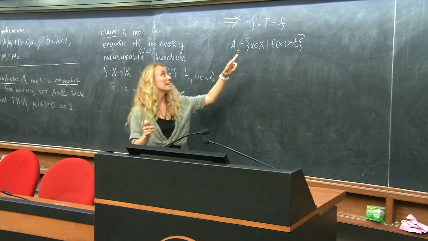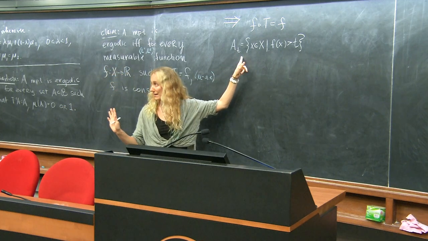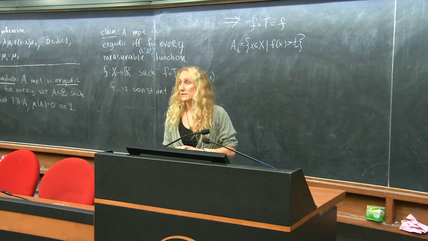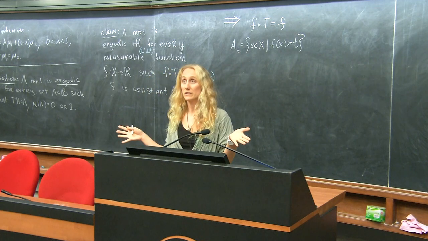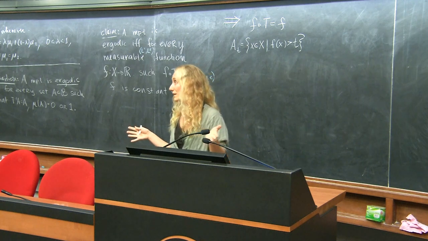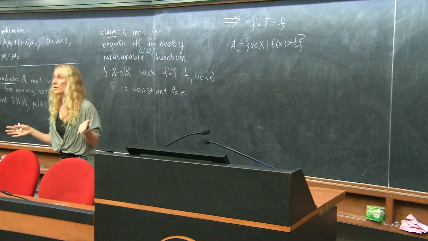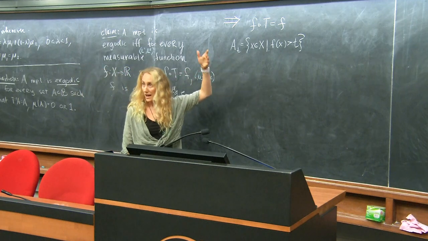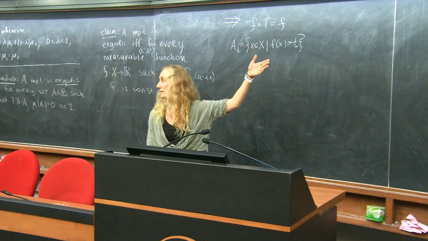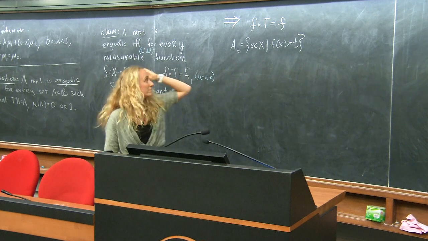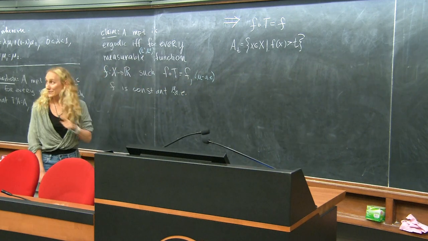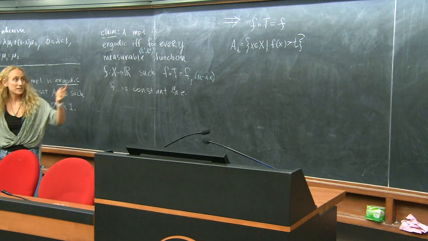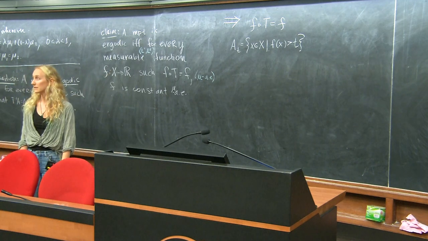So for some t, if the function is not constant, this is going to be a positive measure set that doesn't have full measure, right? So if I want to show that F is constant almost everywhere, I need to show that every such set A_t has either measure 0 or measure 1. Okay. So that's good because I'm assuming ergodicity. So the only thing I have to show is that these sets are T-invariant sets.